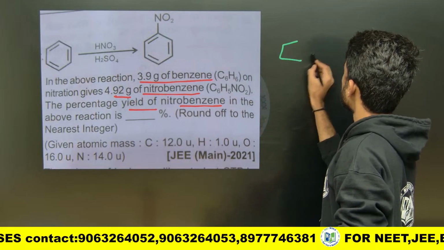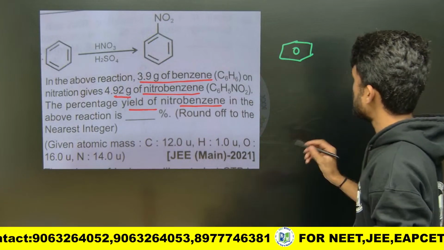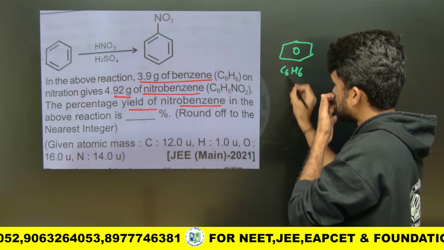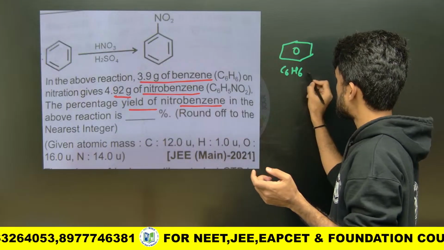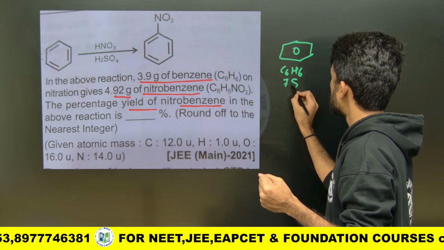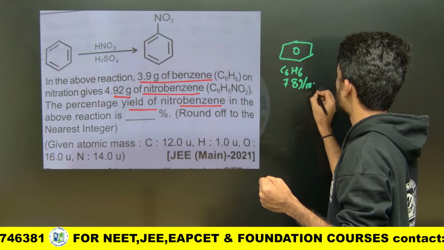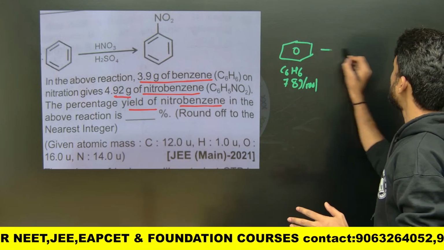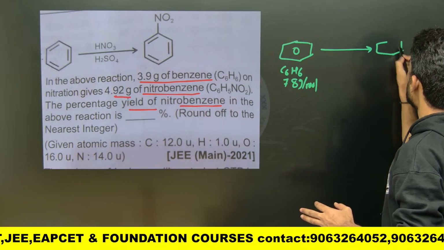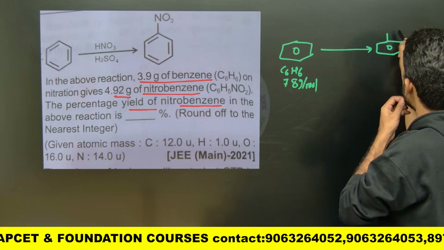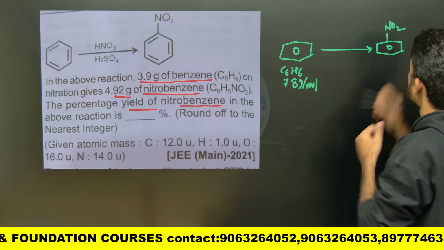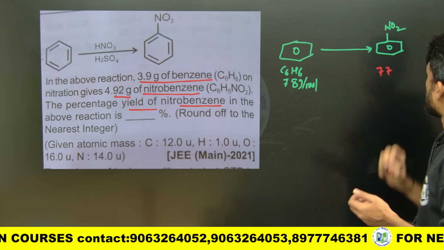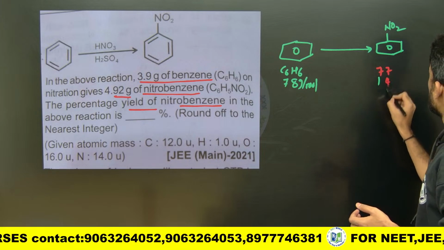See, benzene, what is its molar mass? C6H6, so 6 into 12 plus 6, so the total mass will be 78 grams per mole. This is the molar mass of benzene, okay. So on nitration it gives us nitrobenzene, which means there will be a nitro group here. What is the molar mass of this? I can remove one hydrogen, so I can write 77 plus 14 plus 32.